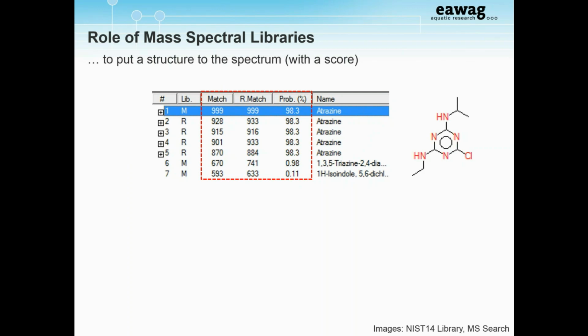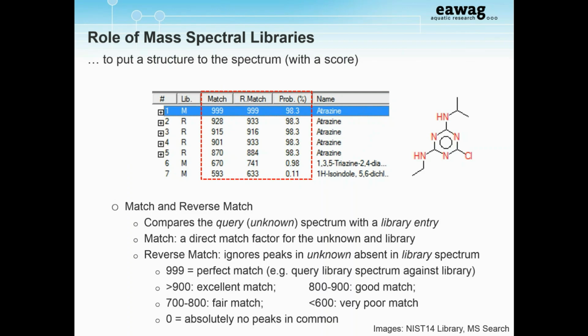What's very important to you when you use a library is that you know what the scoring system is and what this scoring is telling you. So I'll just run through what the NIST scores do. What you can see here on the first two columns that are circled in red is what's called a match and a reverse match. These compare the query, your unknown spectrum, with the library entry. The match gives you a direct match factor between your unknown and the library. The reverse match actually ignores peaks that are in the unknown spectrum that are absent in the library spectrum. So this will be a way of ignoring maybe some of the noise in your spectrum.